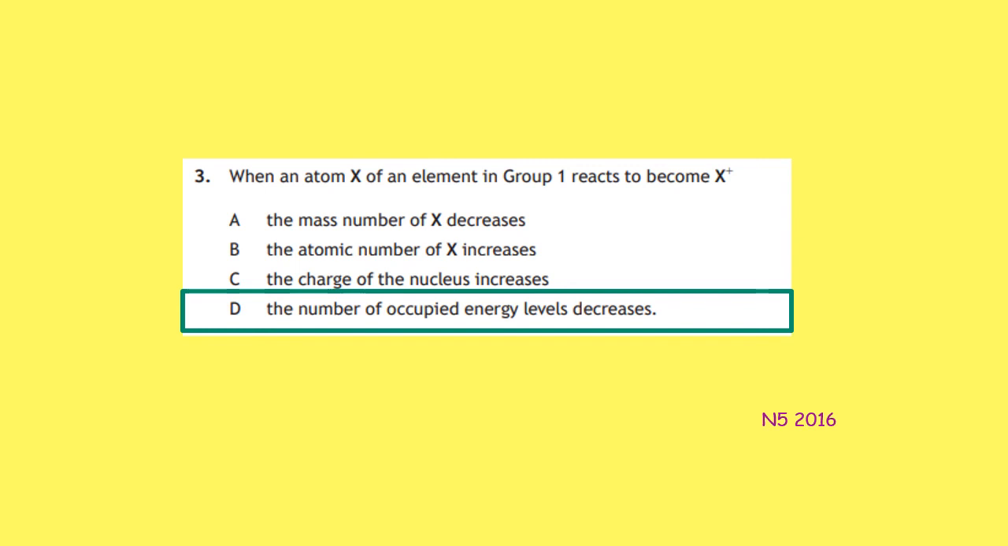The mass number and the atomic number, we have seen, they are the same in an atom and an ion, so nothing's going to happen there. The charge on the nucleus, well, when an atom forms an ion, it's all to do with electrons, and electrons are nothing to do with the nucleus, so nothing's going to happen to the charge of the nucleus, and that leaves us with D, the number of occupied energy levels decreases. And that's because in group 1, there's 1 electron in the outer shell. If a group 1 atom becomes an ion, it's going to lose that electron, and that energy level is going to empty. So we're going to have 1 less energy level occupied.